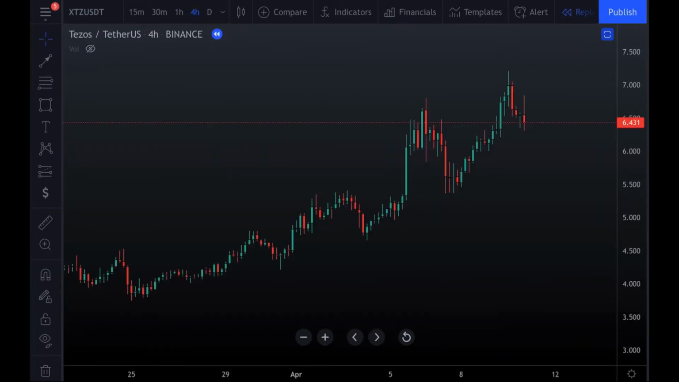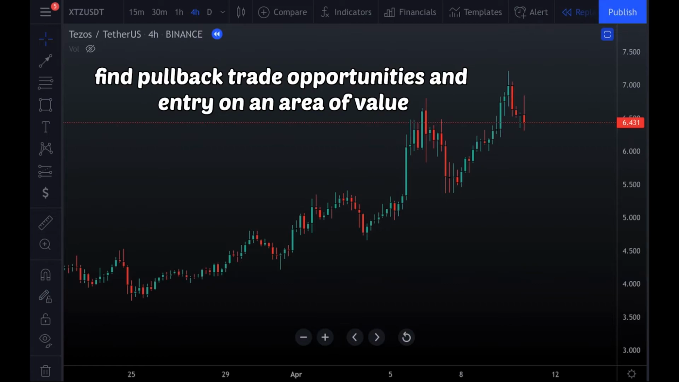So, paano ba siya ginagamit? So, sabi nga natin, the Fibonacci tool is used to identify and find trade opportunities at areas of value on a moving trend. Meaning, we can use this to find a pullback trade opportunity and entry on an area of value. Now, what is a pullback? For those people who don't know what a pullback is, I already discussed it in a previous video. If you haven't watched it yet, I'll put the link on the upper right side of the screen.